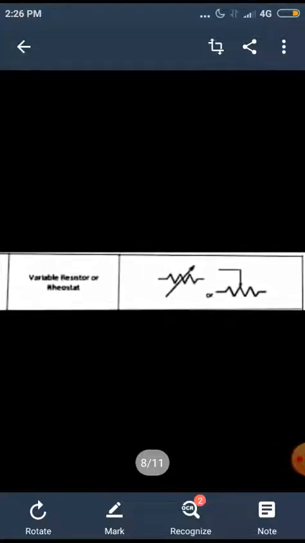How do we show it in a circuit? You can see two symbols here. You can use either of them to show a rheostat in a circuit.